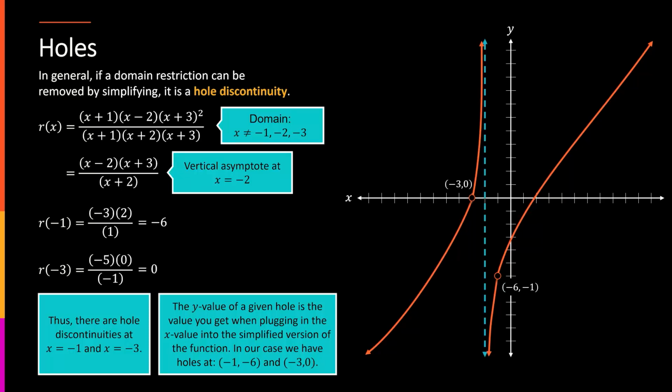And if we were to graph this thing, we would see a curve that went through -1, -6, and through -3 and 0, but those points themselves would be missing. They'd be little open circles on those individual points because of the domain restriction up here, okay?